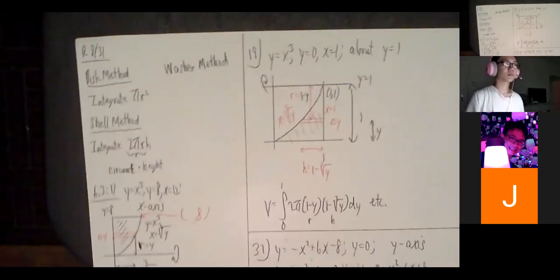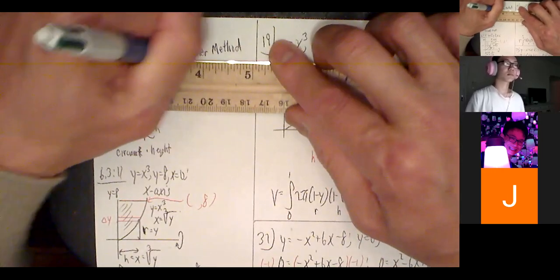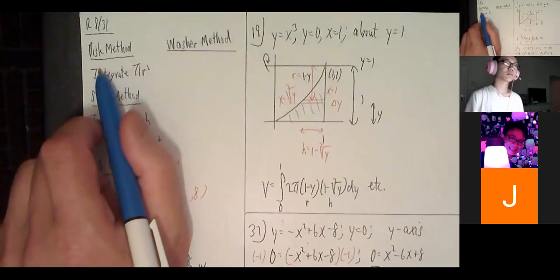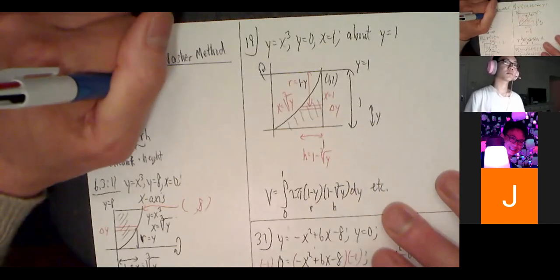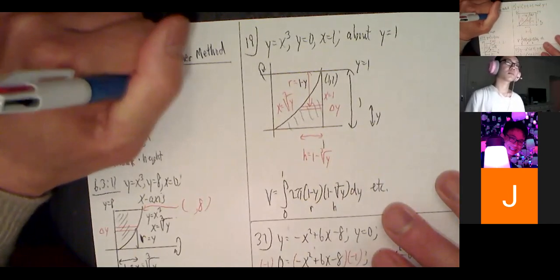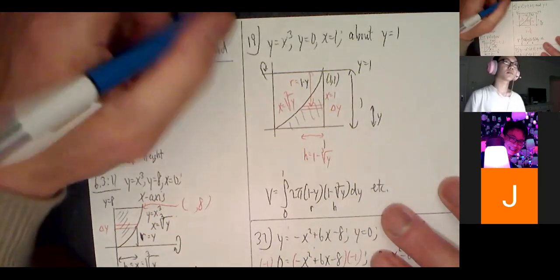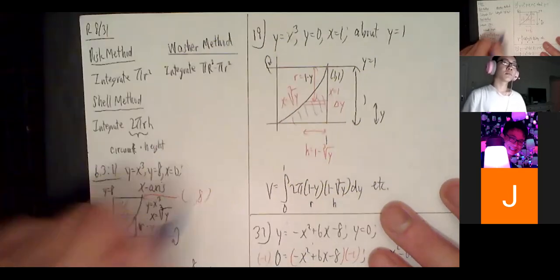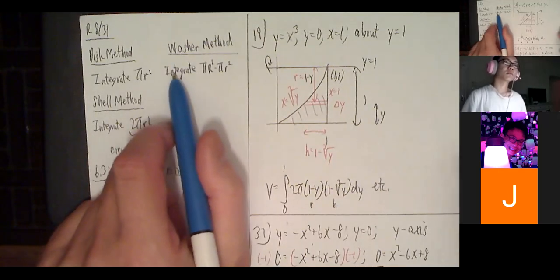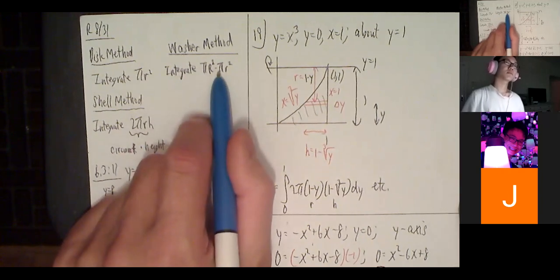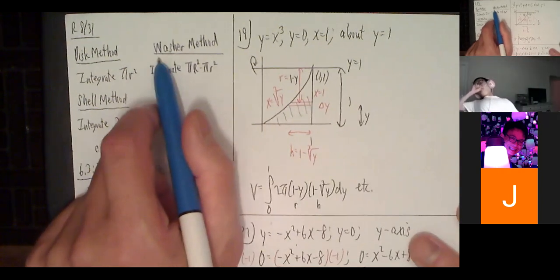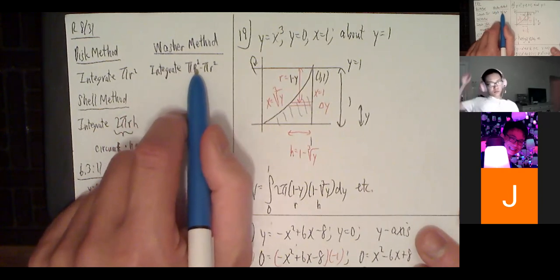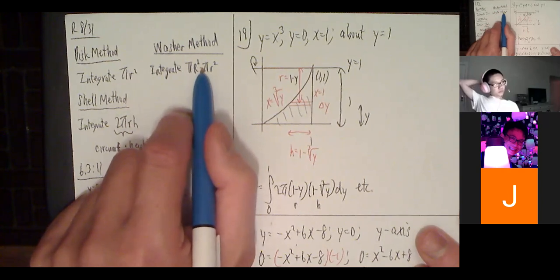Something called the washer method. It's really the same thing, but you have two functions to consider. So you integrate pi big R squared minus pi little r squared. So it's not really a new formula. You've got an outside function and an inside function. So if you have a so-called washer method, there's going to be a hole in the middle. You integrate pi big R squared minus pi little r squared. You're allowed to put that in your cheat sheet if you wish.